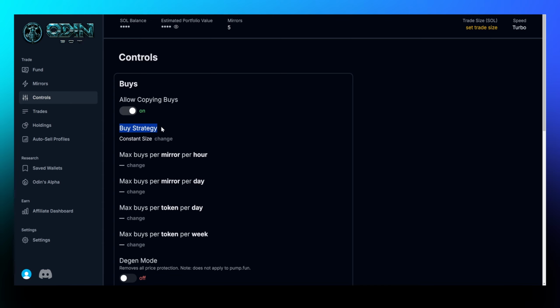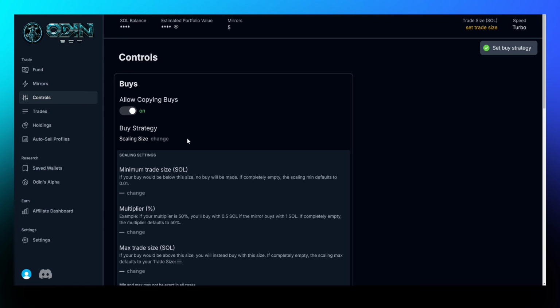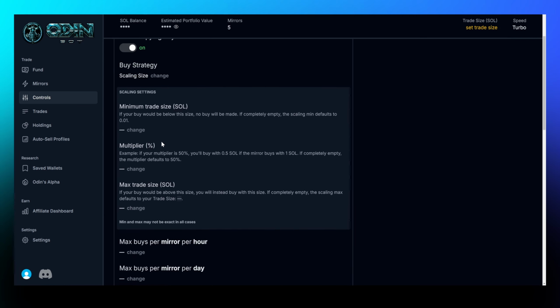By strategy, we have 2 options, which is constant size, which is what we explained at the beginning, and we have scaling size. If we click on scaling size, we're going to have 3 options: the minimum trading size, multiplier, and max trading size. Minimum, pretty straightforward. Multiplier means what percentage of the original position you want to buy.